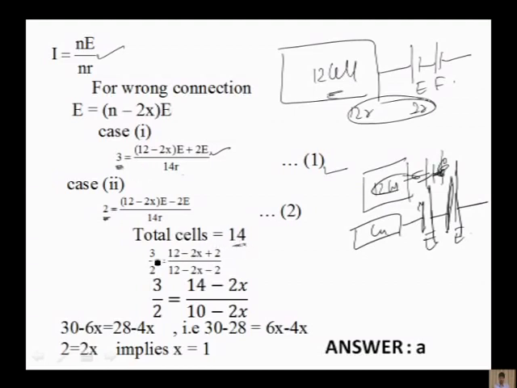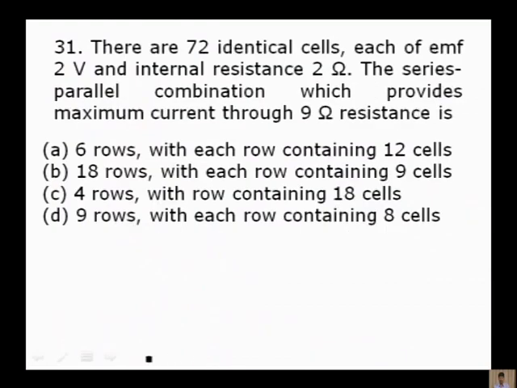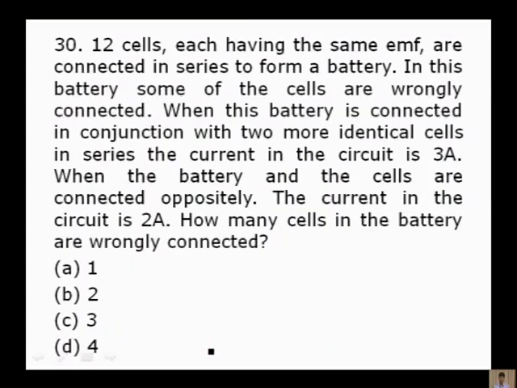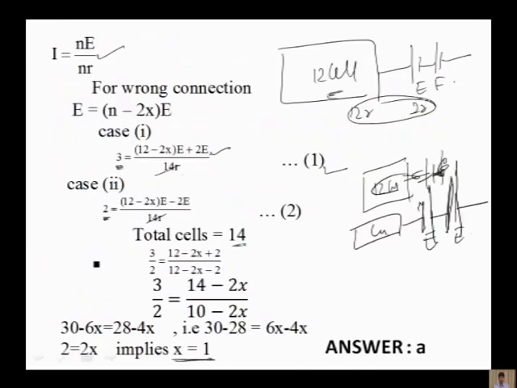When we divide these two, it is becoming 3 by 2, and the E terms are cancelled on both sides, 14R cancelled. So remaining is 3 by 2 is equal to (14 minus 2x) divided by (10 minus 2x). By making all the simplification, we get the value of x. We get the value of x is equal to 1. The wrongly connected cell is only 1. Therefore, the correct option is the first one.